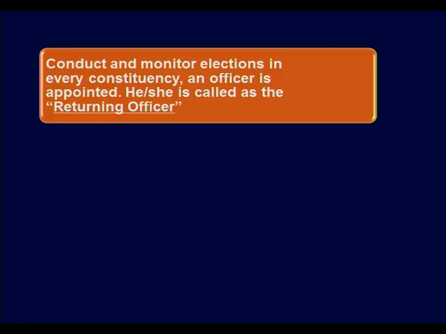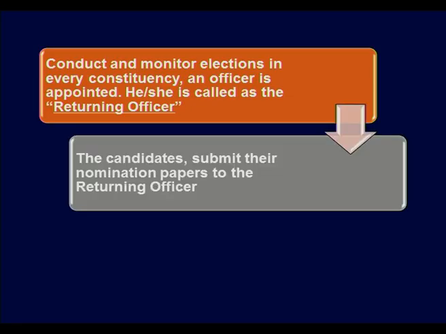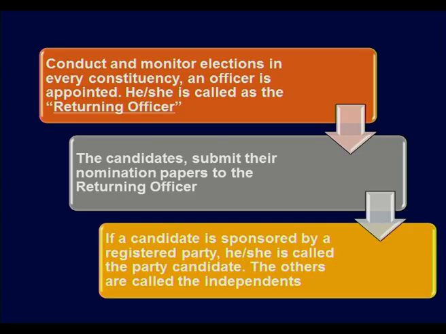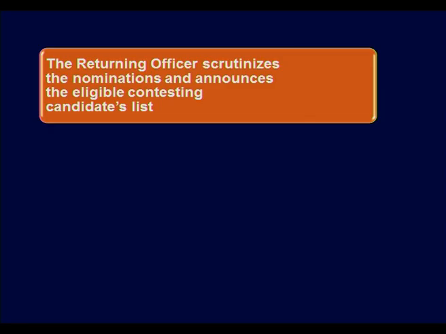To conduct and monitor elections in every constituency, an officer is appointed, known as the returning officer, and the candidates submit their nomination papers to this returning officer. If a candidate is sponsored by a registered party, he or she is called a party candidate. The others are known as independent candidates. And the returning officer scrutinizes, that means examines, the nominations and announces the list of eligible contesting candidates.